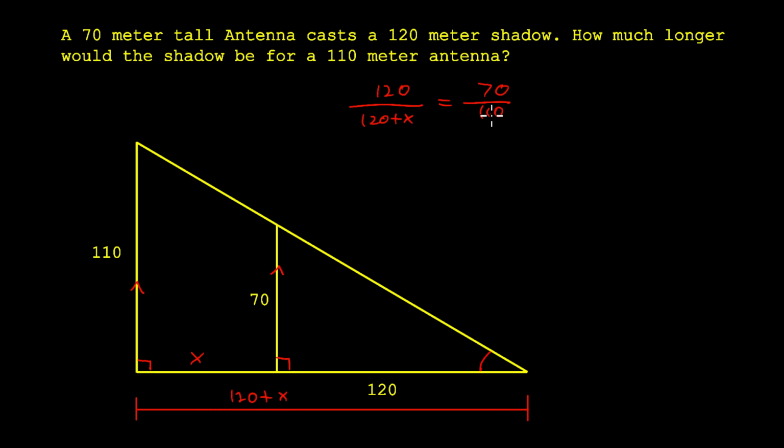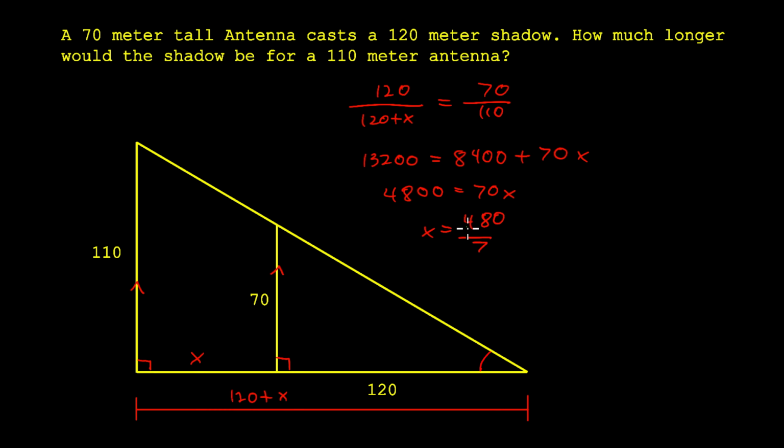So rearranging, 110 times 120 is 13,200 equals 120 times 70 is 8,400 plus 70x. Then moving the 8,400 over, we get 4,800 equals 70x, and then x equals 480 over 7.